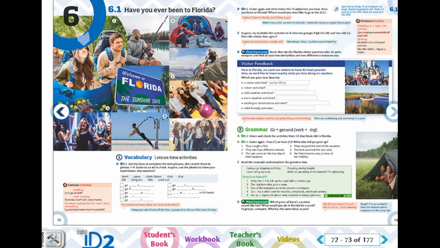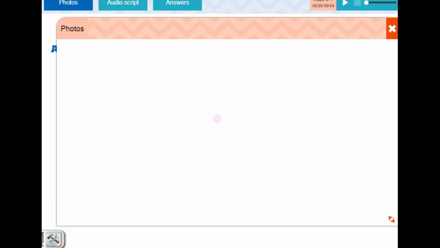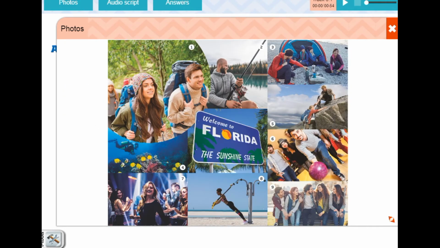So let's do the exercise. Based on the photos we have already seen, you're going to complete here the sentences using the verb go, right? With these verbs: bowl, camp, climb, club, dive, fish, hang out, hike, and work out. So let's pay attention here. As you can see, number one, they are hiking. So you can say the activity is go hiking. Number two, go fishing. Number three, go camping, right?